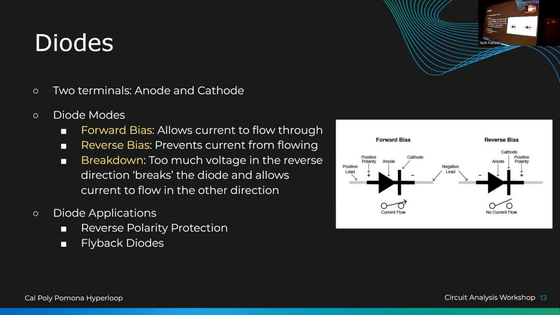And the modes: forward bias, it allows current to flow through one direction. Reverse bias, meaning that you prevent current from flowing in the other direction. And breakdown. Breakdown happens when there's too much voltage applied to the diode, and it will just break and become useless. But in a lot of electronics, when the diode breaks, the circuit will open circuit and then it will just stop working.